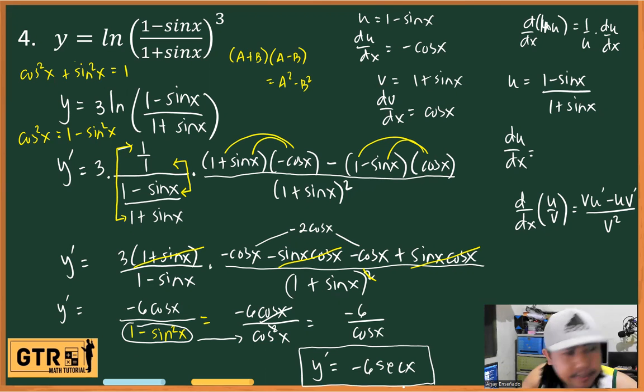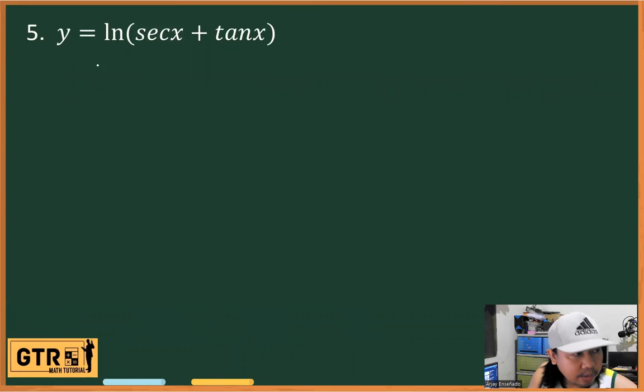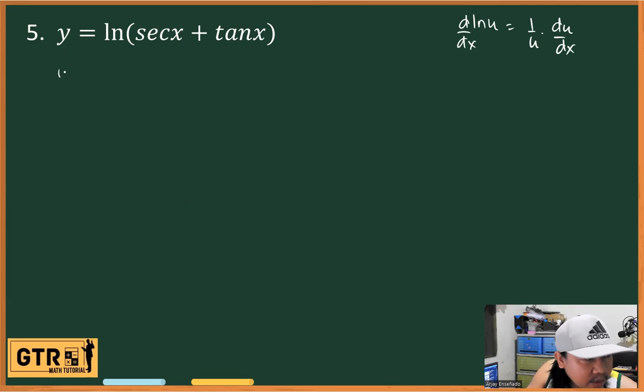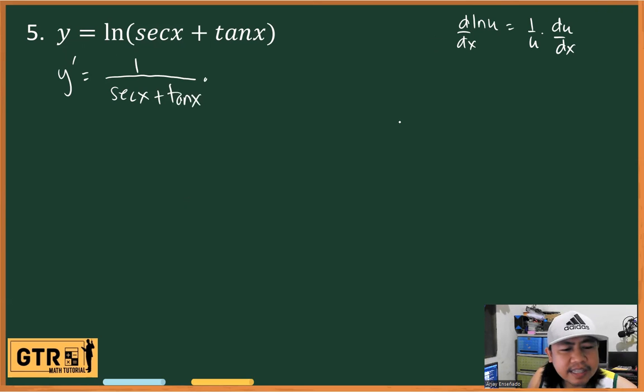Okay? So next, number 5. We have y equals ln of secant x plus tangent x. So just apply the formula. The derivative of ln u with respect to x is equal to 1 over u times the derivative of u with respect to x. So apply that. We have y prime equal to 1 over u. Our u is secant x plus tangent x. Then, the derivative of secant x plus tangent x. We have direct formulas for this.